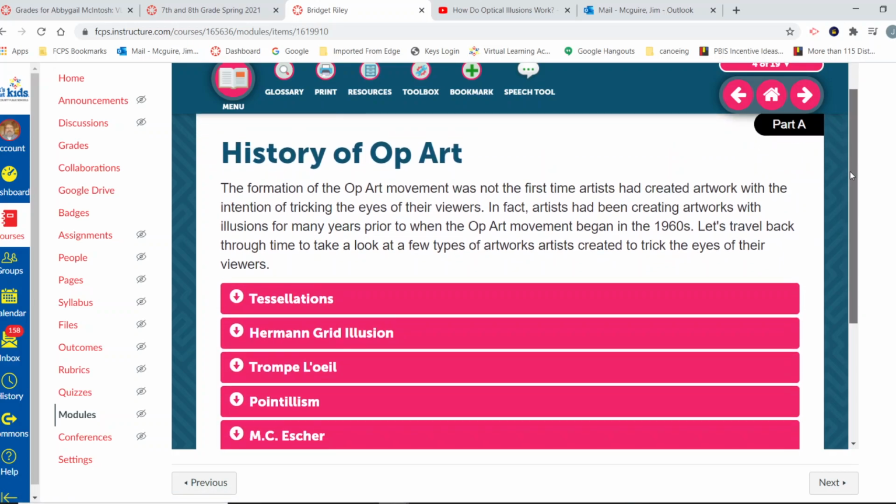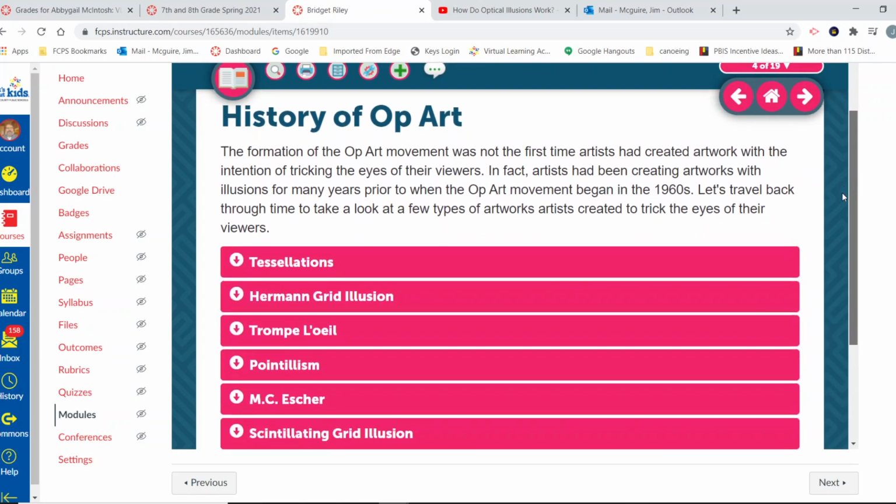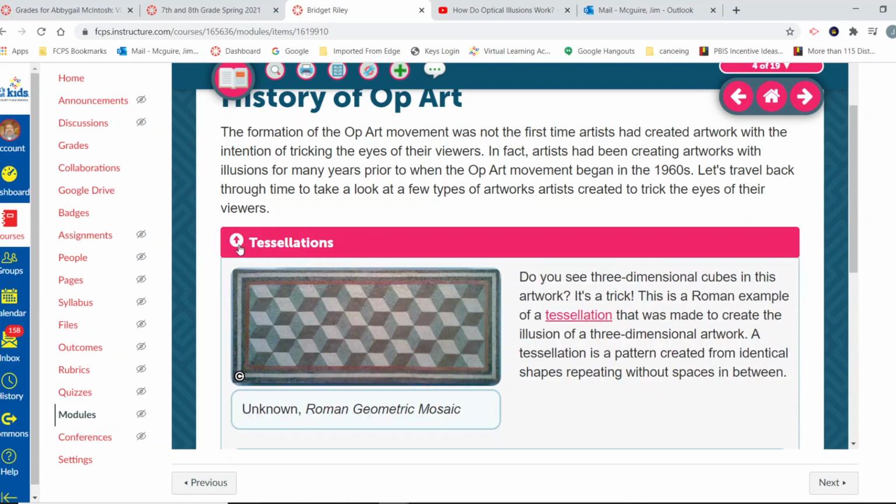All right, history of op art. The formation of the op art movement was not the first time artists had created artwork with the intent of tricking the eye of the viewers. In fact, artists have been creating artworks with illusions for many years prior to the op art movement. And so we're going to take a look back in time at what some of those were, going back as far as the Romans and the Greeks. Even Greeks before Romans used these things we call tessellations.